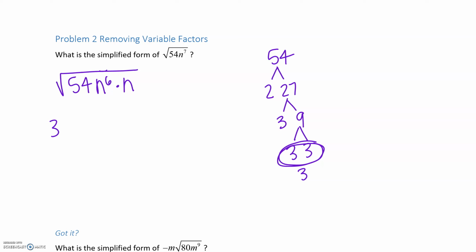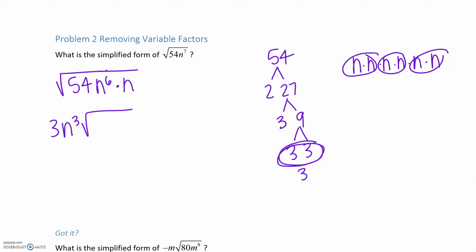We're also going to pull out however many n's we can. So we've got n times n times n times n times n times n. So you're going to have 1, 2, 3 n's on the outside, n to the 3rd, and left in the square root. So we got rid of this n to the 6th. We're left with an n on the inside, and we're also left with this 2 times 3, which is 6n. So that should be our answer right there.